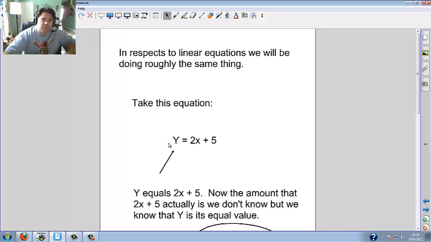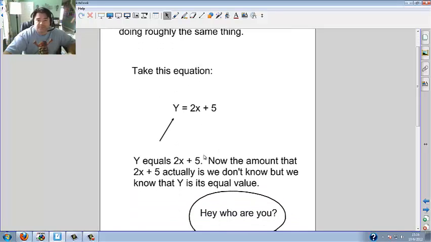Take this equation, y equals 2x plus 5. So it says y equals 2x plus 5. Now the amount that 2x plus 5 is, I don't know. But I do know that that equals the y. So whatever 2x plus 5 happens to be, y is its equivalent.